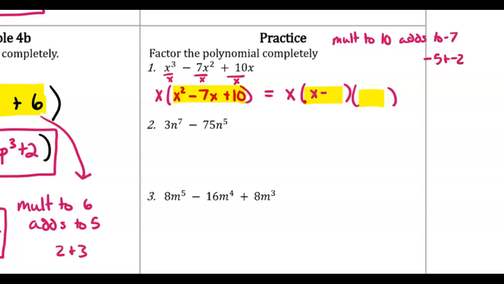And because it's just x squared, there's not a number in front of the x squared, that's the quick type of factoring, where we can just go ahead and write it down. We don't have to use the whole box. If we did use the whole box, that's fine.